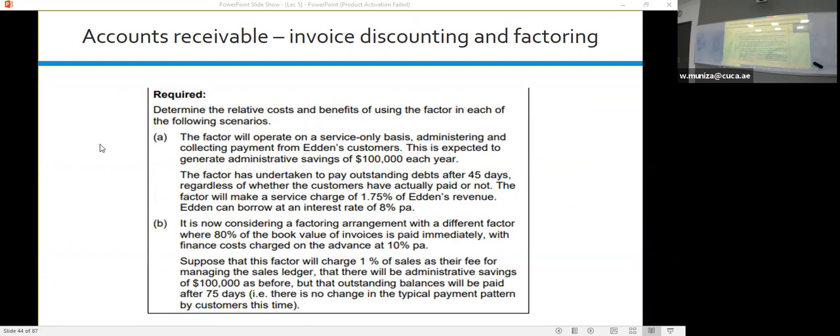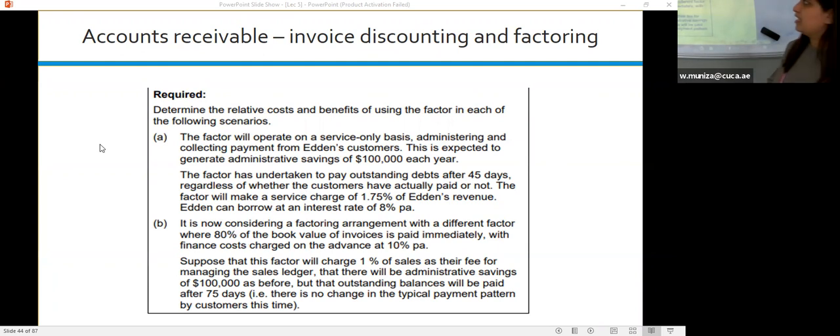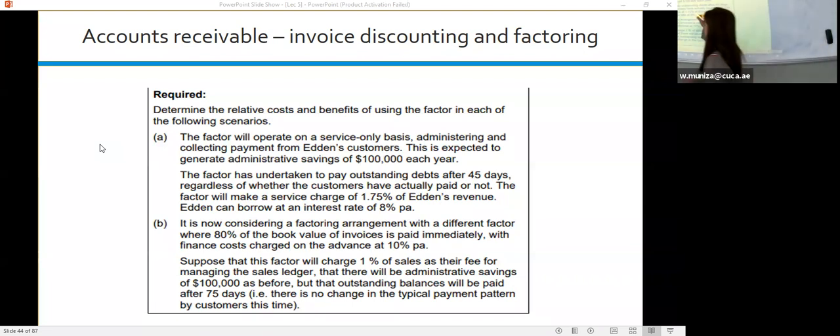So we have to see how much cost we are going to bear and how much benefit we are going to have when we are having the factor in action. So part A of the requirement: determine the relative costs and benefits of using the factor in each of the following scenarios. The factor will operate on a service-only basis, administering and collecting payment from agents' customers. This is expected to generate administrative savings of 100,000 each year.